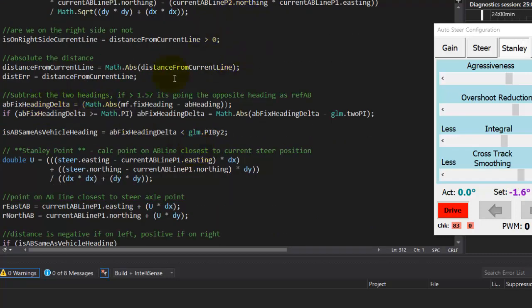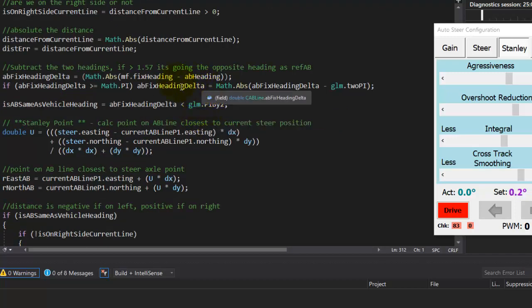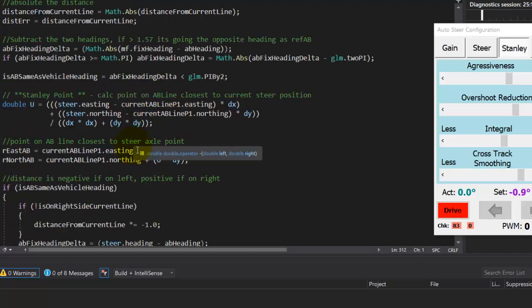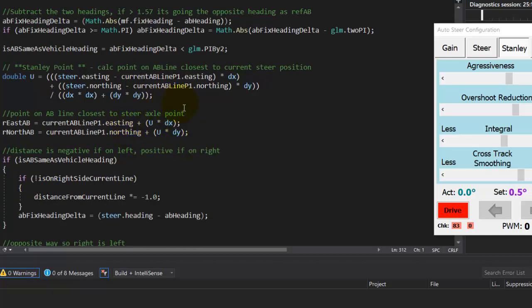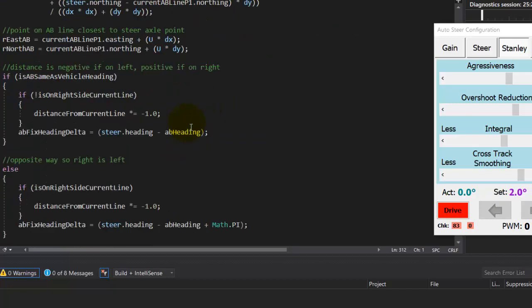Okay, and what is the heading of the AB line, and what is the heading of our vehicle? And we subtract that, and then that becomes part of our error. So that's our heading error. And then our Stanley point is the point on the line that lines up 90 degrees from our AB line, is where's the steering point, and where is that on the AB line? And again, we make sure that our distance, the sign is correct based on the side of the line that we're on and the direction we're going.